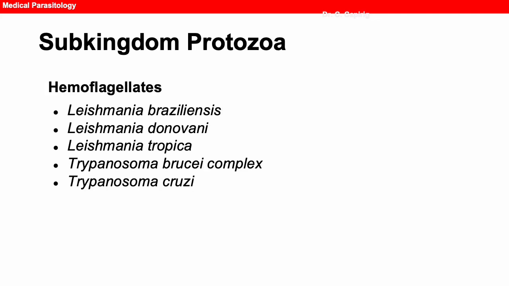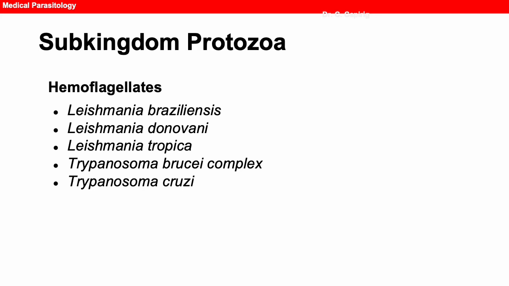For the hemoflagellates, we have Leishmania braziliensis, Leishmania donovani, Leishmania tropica, Trypanosoma brucei complex, and Trypanosoma cruzi. All of these hemoflagellates are pathogenic to man. Trypanosoma brucei complex is composed of Trypanosoma brucei gambiense and Trypanosoma brucei rhodesiense. Trypanosoma cruzi causes Chagas disease. Trypanosoma cruzi is also known as the American trypanosomiasis, while Trypanosoma brucei causes the African trypanosomiasis.